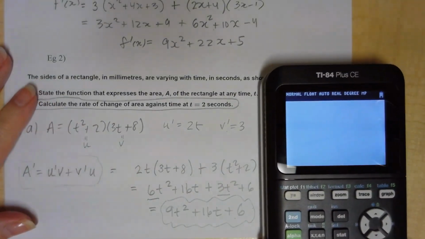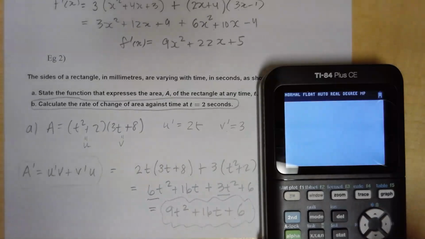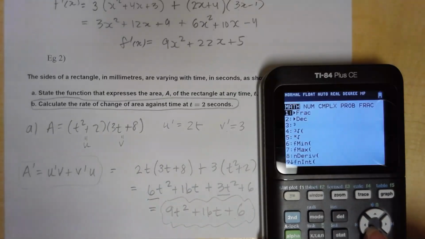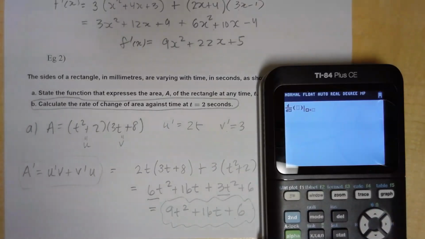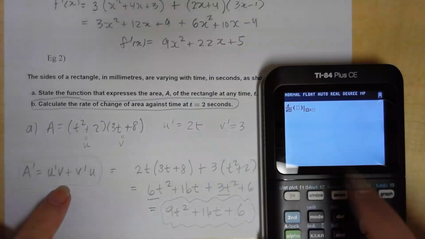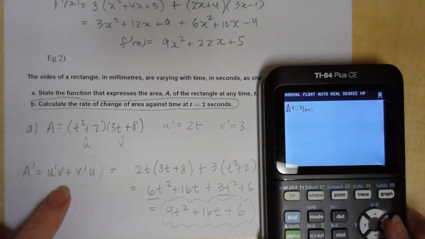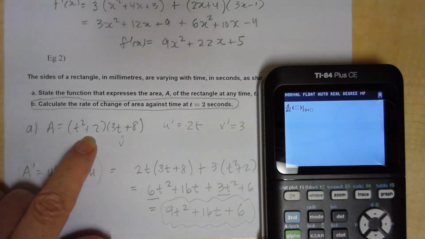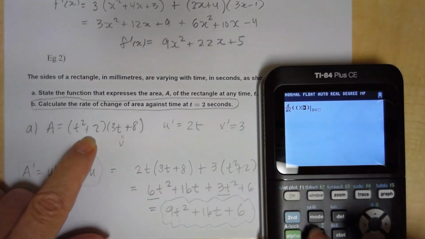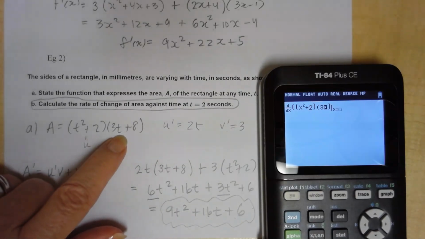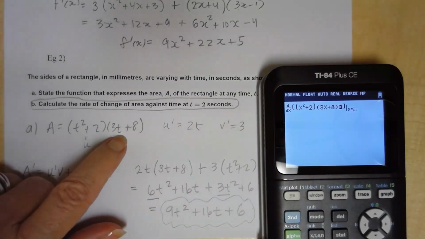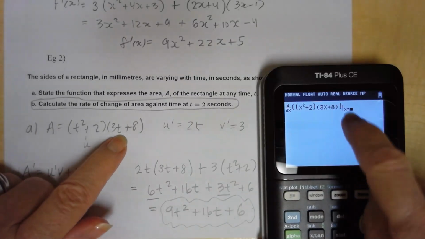Oh, you can. Okay, I'm going to go to this nice key. It's under Math, and it's called Math 8, nDeriv. And it says I can take the derivative with respect to x of something. So I'm going to type this in here. X, I know it says t, but I'll use x. X squared plus 2 bracket bracket 3x plus 8 bracket, okay, at a certain number.